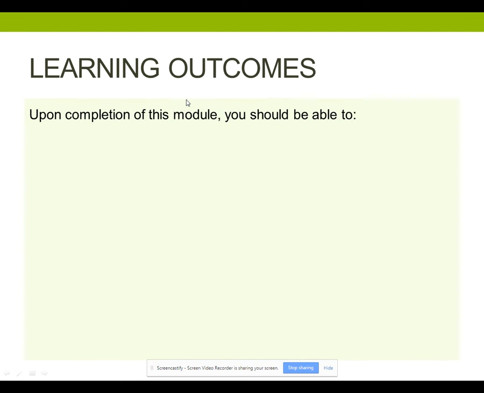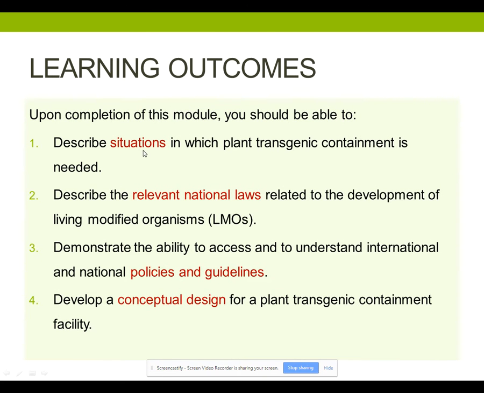Upon completion of this module, you should be able to describe situations in which plant transgenic containment is needed, describe the relevant national laws related to the development of living modified organisms, demonstrate the ability to access and to understand international and national policies and guidelines, and to develop a conceptual design for a plant transgenic containment facility.